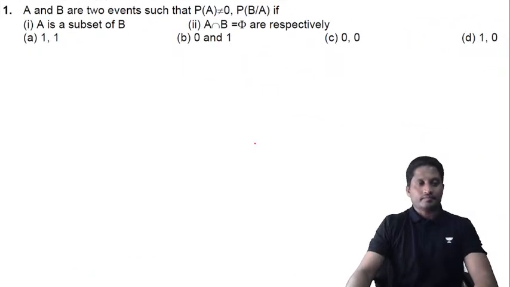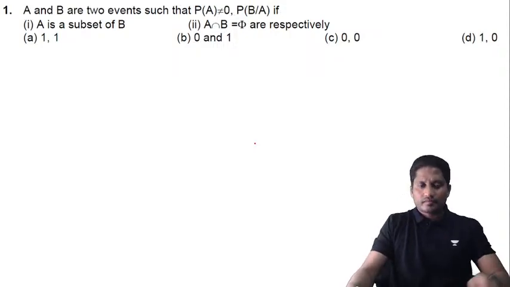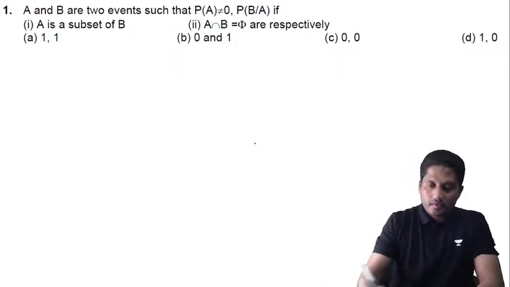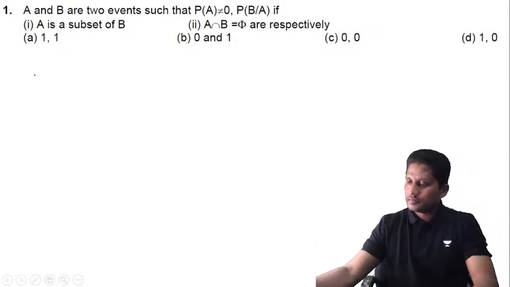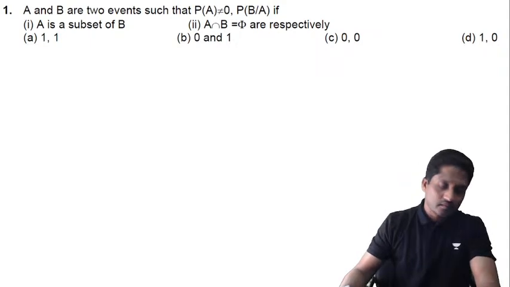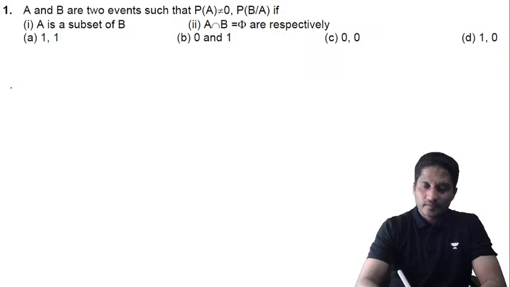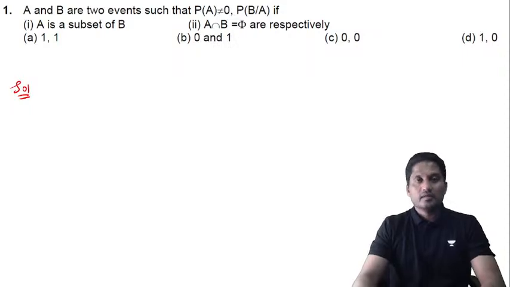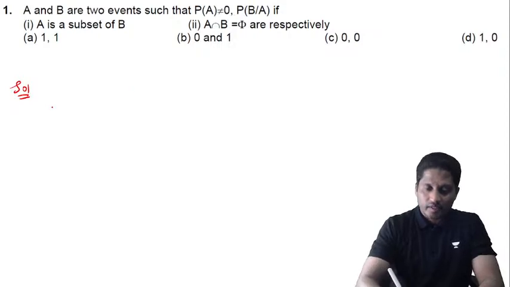Question number one. If A and B are two events, such that P of A cannot be 0, right? Subdivision 1, A is a subset of B.